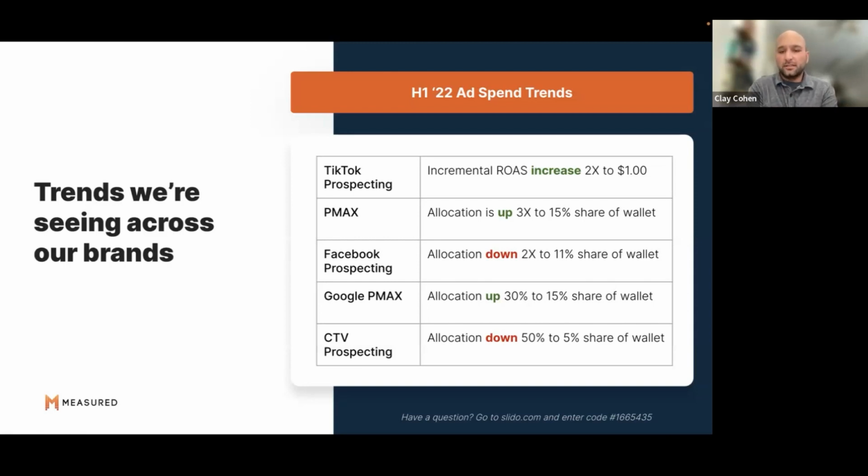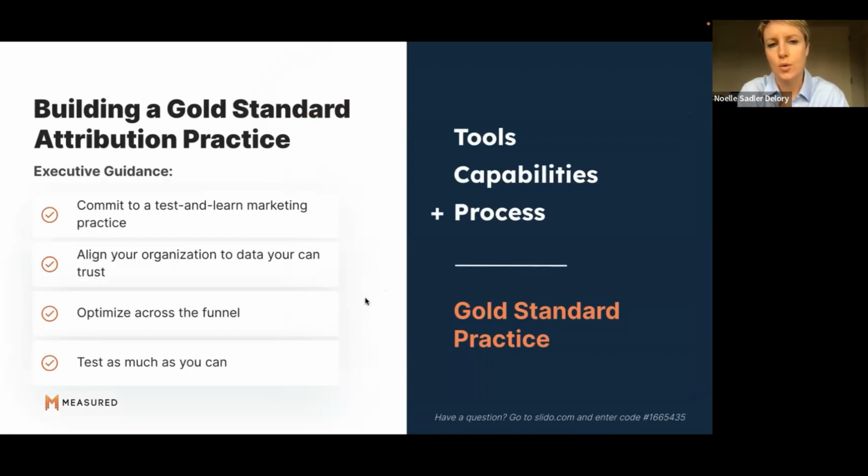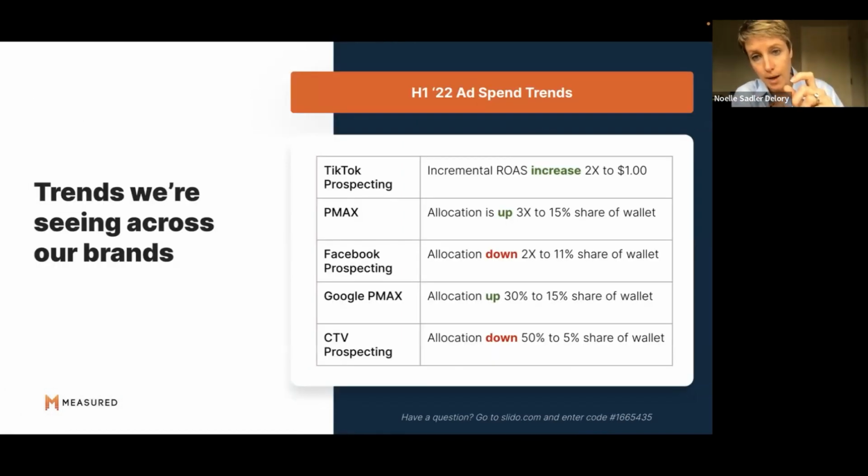I actually have a question on this one. Maybe Nick, you can answer. Is there a correlation or causation between PMAX and the allocation increase, and the fact that Google is forcing more brands into PMAX? Just because a piece of data shows you something doesn't mean that it's working. It might be simply because Google's like, thou shalt PMAX now.